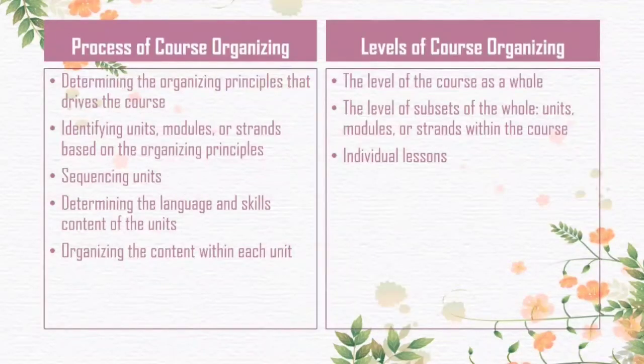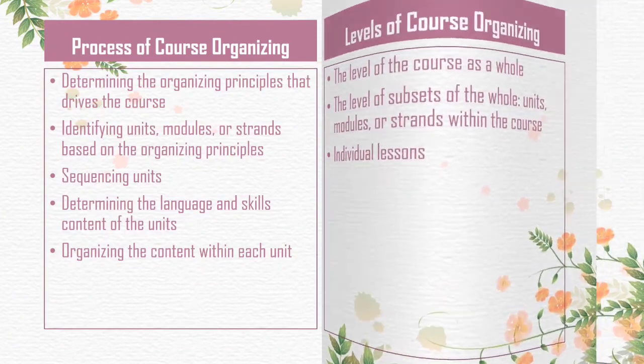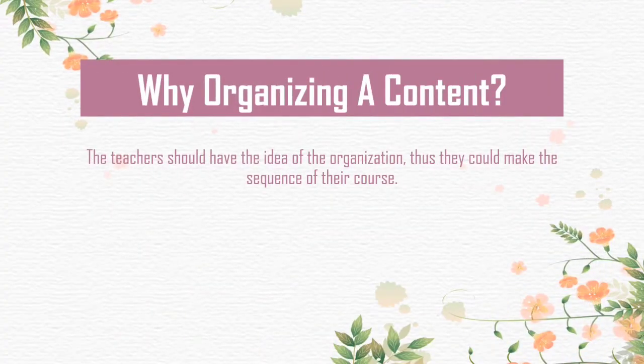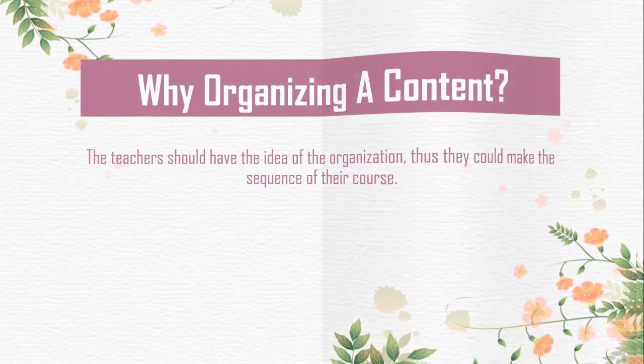Next is the level of course organizing. There are 3 levels of course organizing. First, the level of the course as a whole. Second, the level of a subset of the whole: units, modules, or strands within the course. Third and last, individual lessons. Why organize content? The teacher should have an idea of the organization. Thus, they could make the sequence of their course.